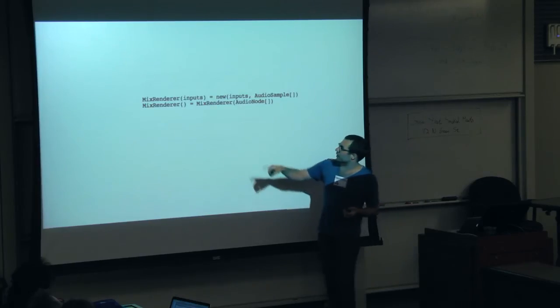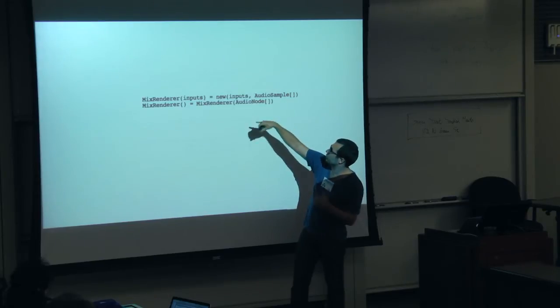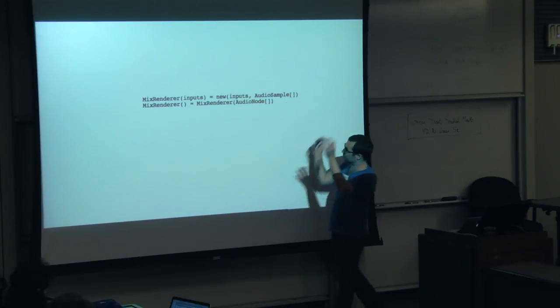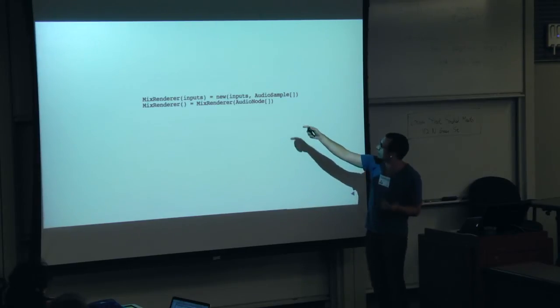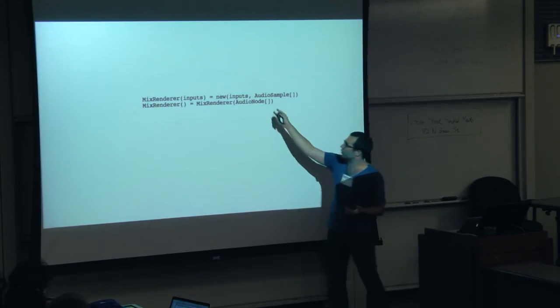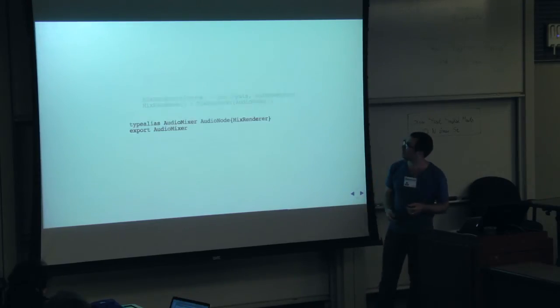Again, if you give it the data, it's going to create it the way you normally would expect, and then I'm creating default values. I could make inputs equals audio node, but I like making it more explicit and having a separate constructor for it. That's just a style thing.